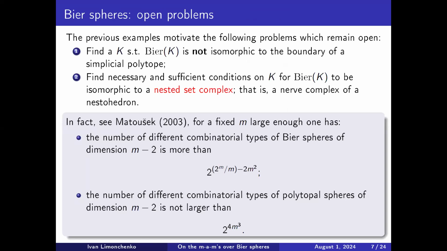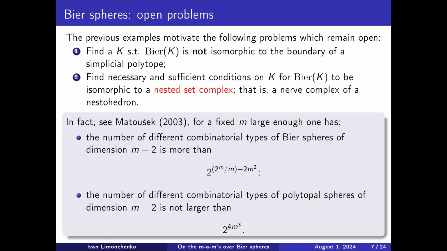So let me briefly mention two open problems here in this area. First one is something like the Simplicial Steinitz problem for Bier spheres. This unfortunately still remains open, so nobody was able to find a simplicial complex K such that its Bier sphere is non-polytopal, so it cannot be isomorphic to the boundary of a simplicial polytope. My colleagues are now working on this. And so far, no examples are known.